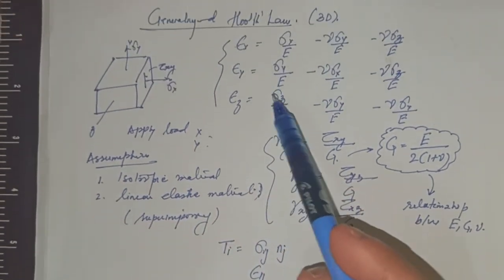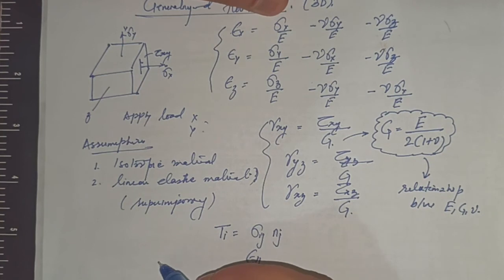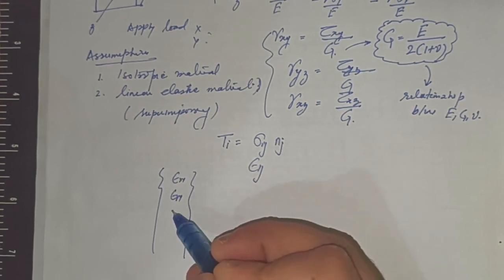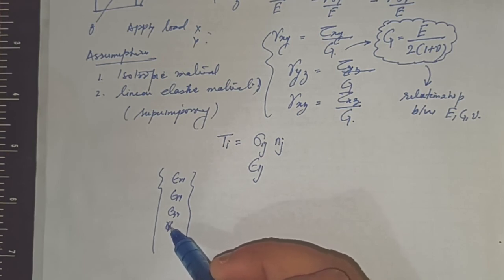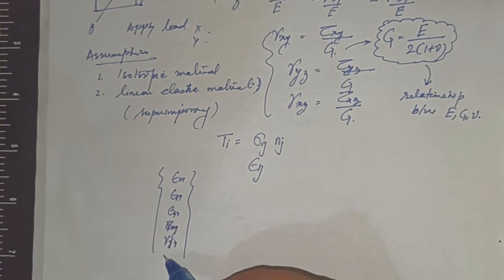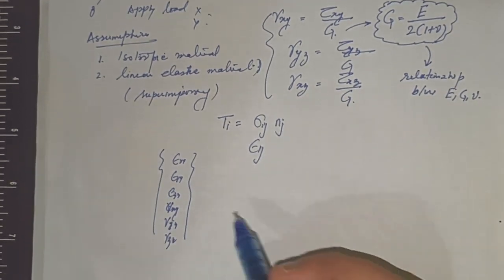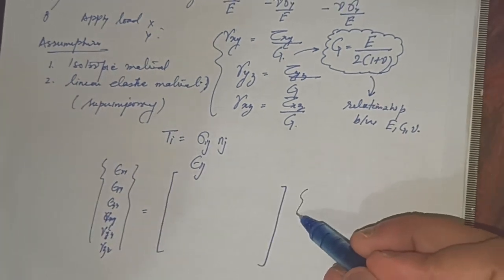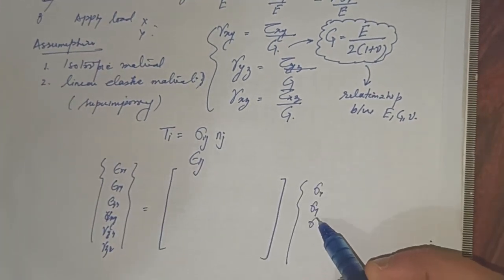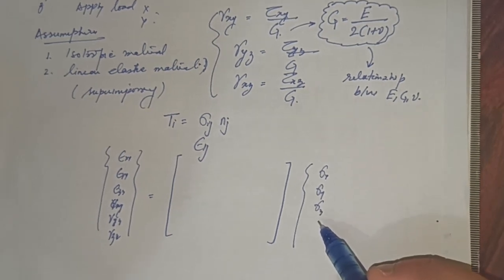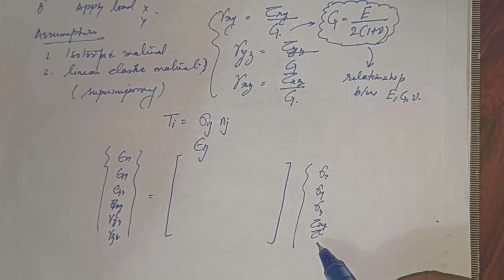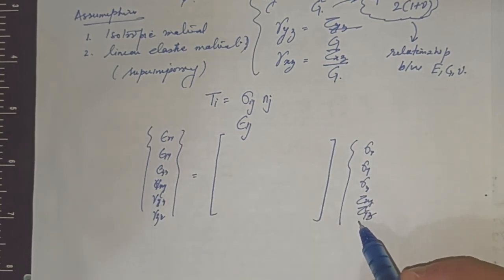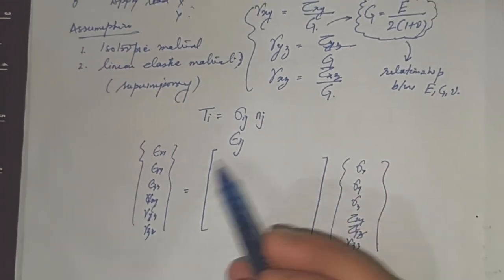So if I look at these equations, I can make my 6 by 6 matrix like this: epsilon xx, epsilon yy, epsilon zz, gamma xy, gamma yz, gamma zx, is equal to these sigma x, sigma y, sigma z, tau xy, tau yz, and tau zx. Remember that these two things will remain the same, gamma xy to tau xy.